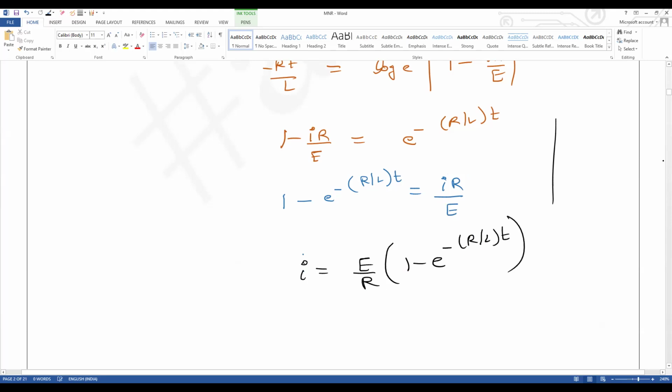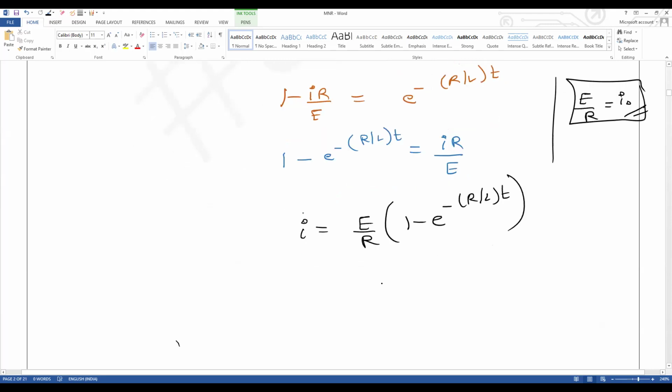T. So E by R equals to something, guys. What we studied? E by R is equal to E maximum. That is what? I naught. Yes or no? Yes, that is what. So I is equal to I naught into 1 minus e minus.